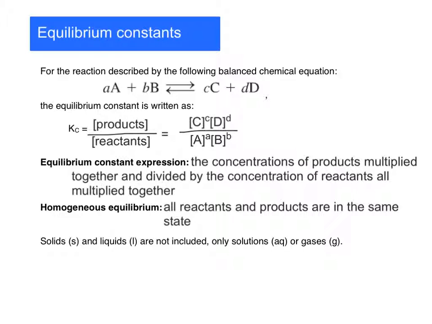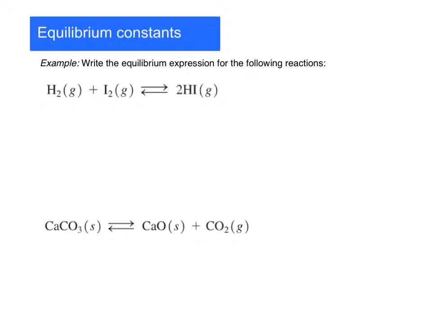It's important to note that our equilibrium constant expression will exclude solids and liquids. So we only include concentrations in molarity, and for gases, we could either have the concentration in terms of molarity, or we could also have it as a pressure. Now let's do two quick, easy examples to just show you how this works.